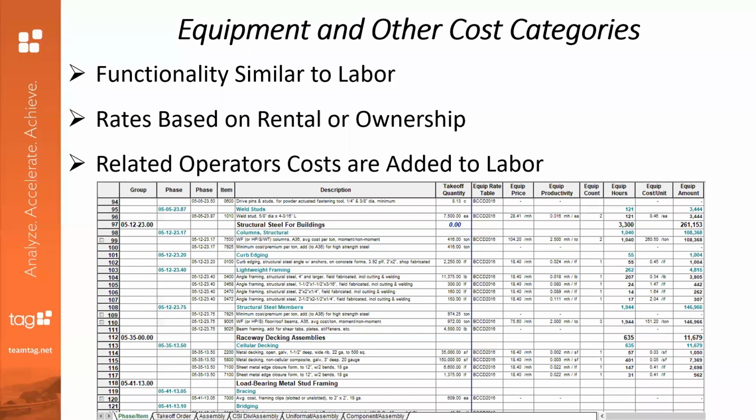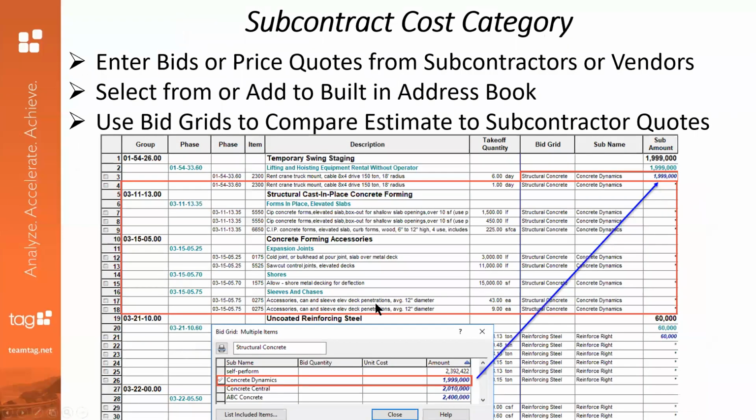Looks like I might have skipped one here. There we go, subcontractor cost. This is a very valuable tool. Sage Estimating is not just for general contracting or subs, it's for both. And one of the features that you see right here for subcontracting is ideal for general contractors.